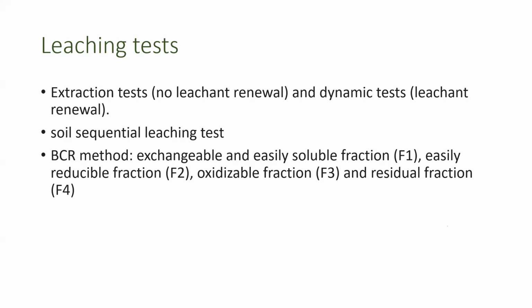And then we have fraction 2 and fraction 3, which are associated with reducible or oxidizable fractions. Other sequential leaching tests will assign contaminants to other fractions, although it is an approximation. These are not a direct measurement. So some leaching tests, for example, would assign contaminants to contaminants which are bound to organic matter.